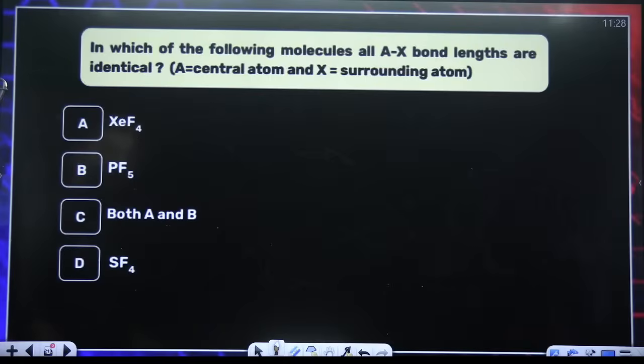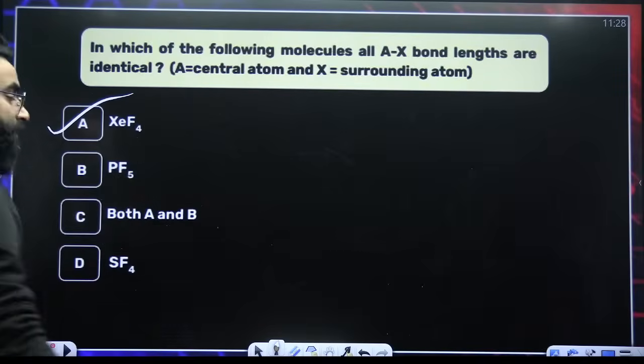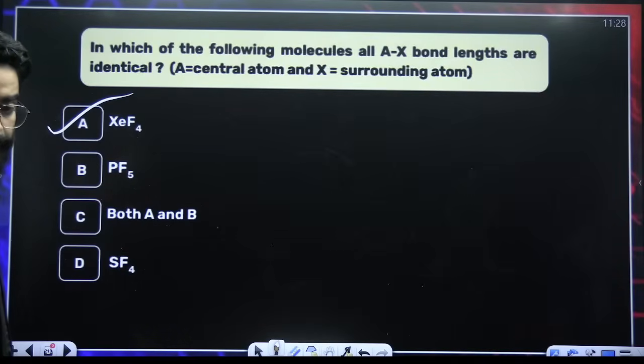In which of the following molecules is the AX bond length identical? Where A is the central atom, X is the surrounding atom. In which of the following are all the bond lengths equal? Remember in square planar one, if all the atoms are same, right? Okay? Perfect, guys?